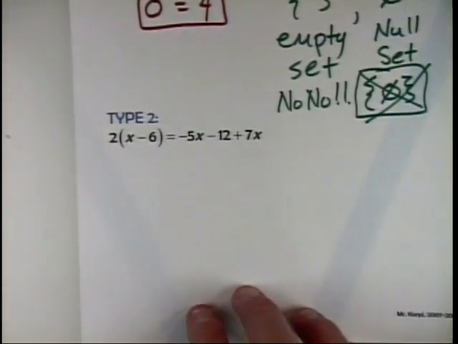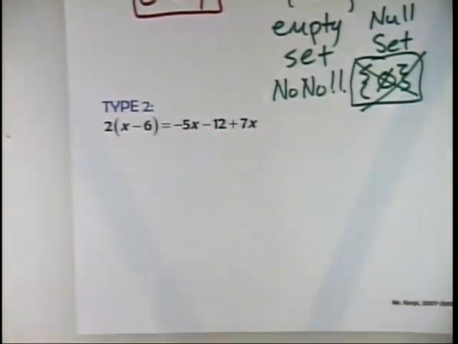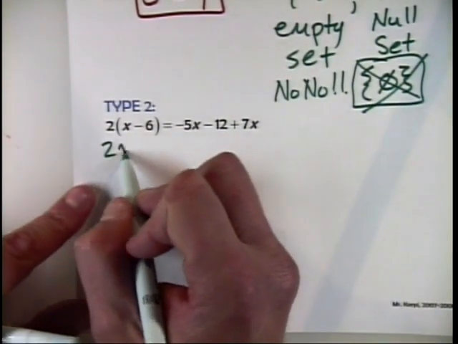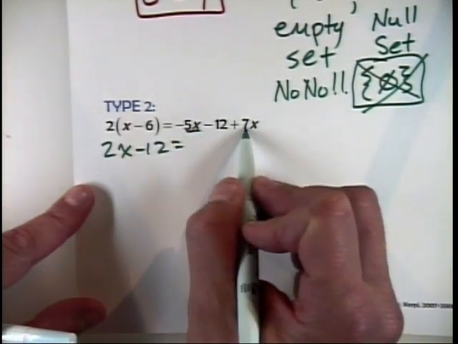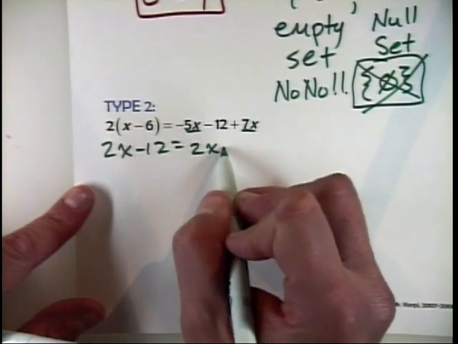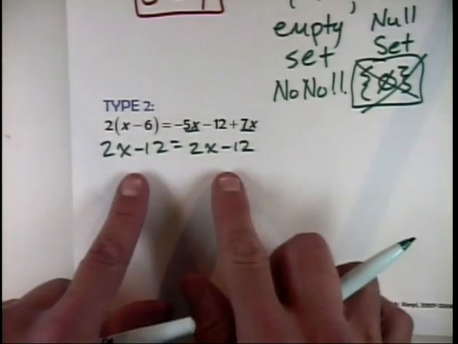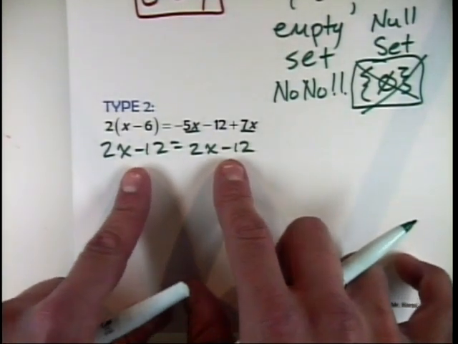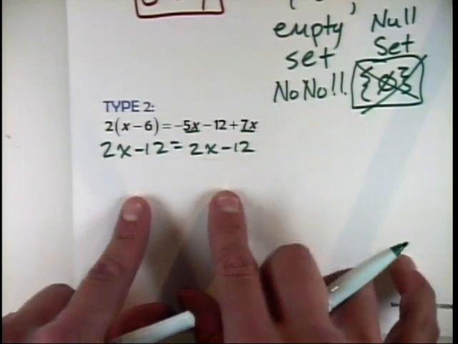All right. Type 2 is a linear equation. We've got x, x, x. And let's go ahead and use our recipe. We'll expand it out. 2x minus 12 equals, now I can combine like terms, and I like to do that as I go from one line to the next. Negative 5x plus 7x is 2x minus 12. And you're probably already recognizing something. I've got 2x minus 12 equals 2x minus 12. Well, yeah, that's a true statement.